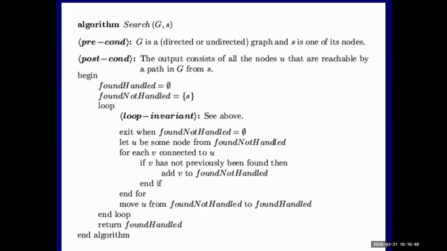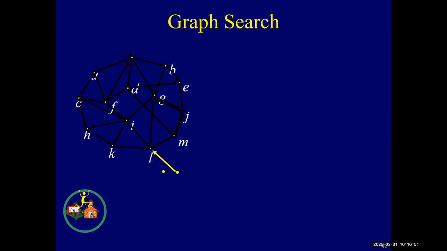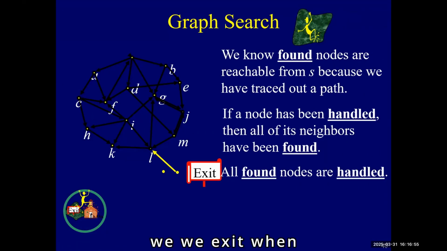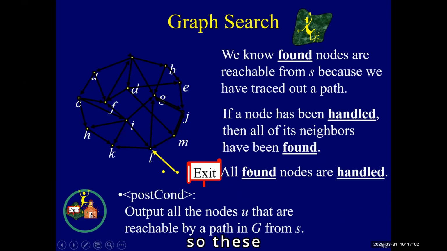Everybody kind of follow that? And so we exit when all the nodes that are found are handled, right? So these are the three things, the loop invariants we have, and this is the exit condition we have.